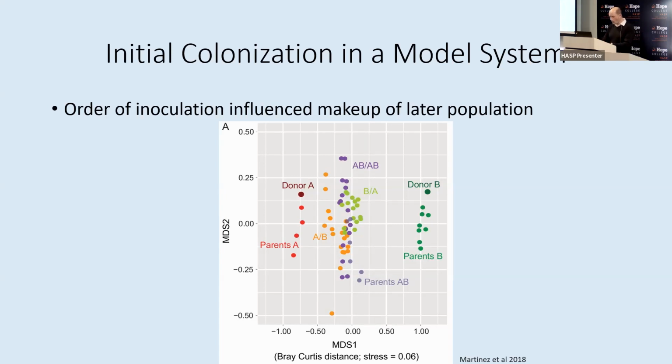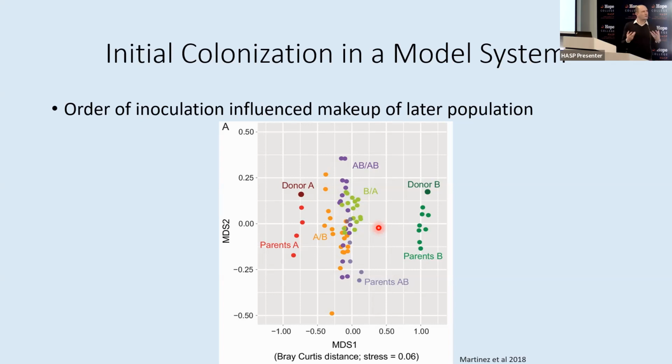So when they did A and then B, you can see we've got the orange dots here, that particular cluster. When they reverse the order, it's all the green dots, so donor B, then donor A. It mattered. The sequence mattered. It's the same organisms into the same environment, but the order made a difference.